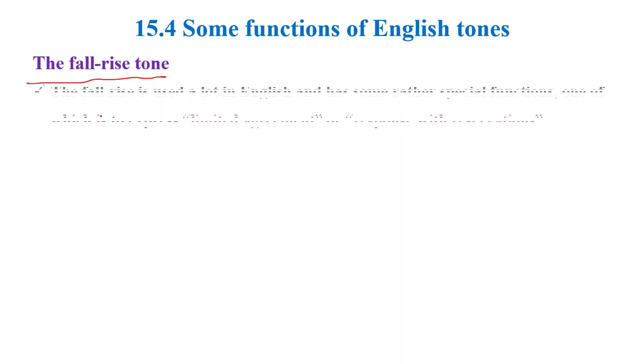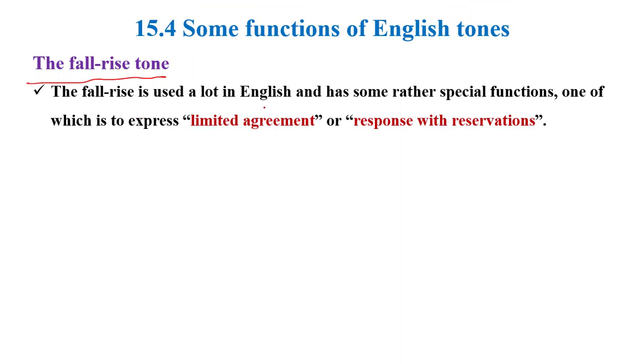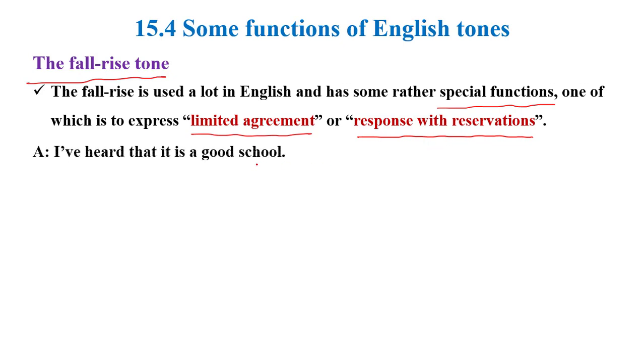The fall-rise tone. The fall-rise is used a lot in English and has some rather special functions, one of which is to express limited agreement or response with reservations. For example, "I've heard that it's a good school." "Yes." Another example, "It's not really an expensive book, is it?"